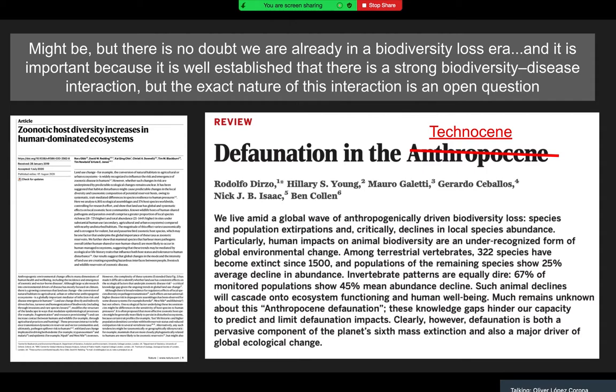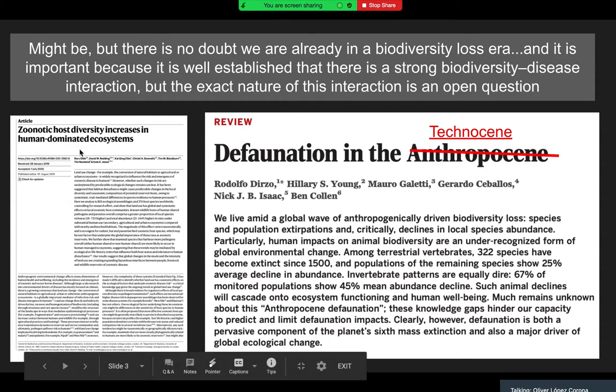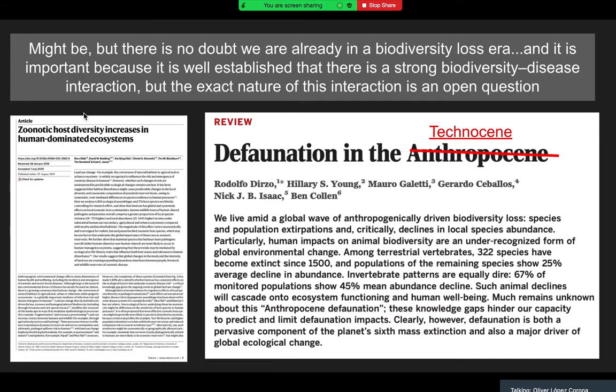We are now seeing a lot of work along this path about zoonotic host diversity increases in human-dominated ecosystems. We also have this seminal work by Rodolfo Dirzo, on defaunation in the Anthropocene, where he coined this concept of defaunation to highlight not only the importance of biodiversity loss, but also specifically the loss of great big animals. I'm criticizing the Anthropocene because for me it's not an Anthropocene but a Technocene. I'm not going to talk about that, but I'm leaving the link here if you want to see why I make the difference.